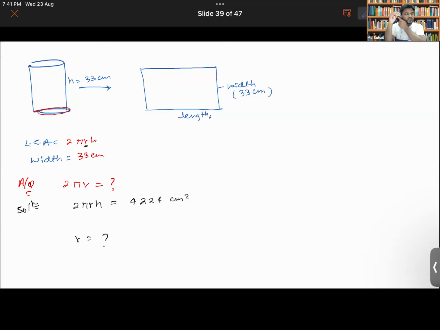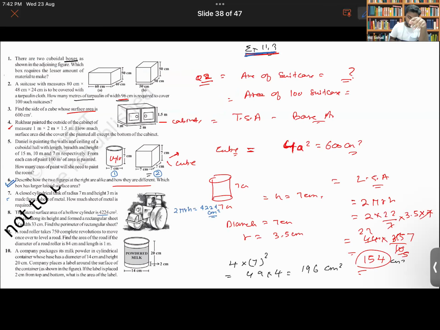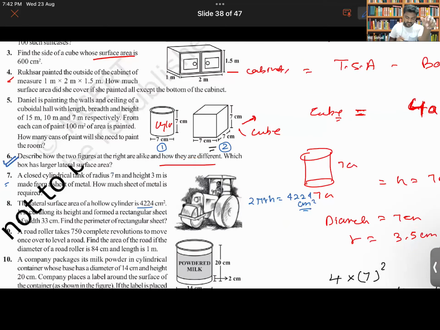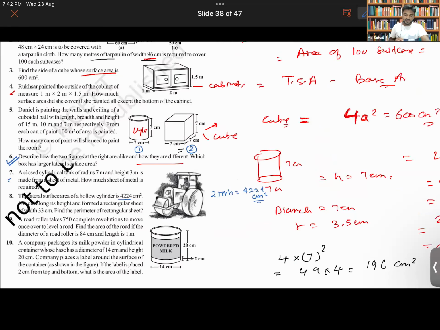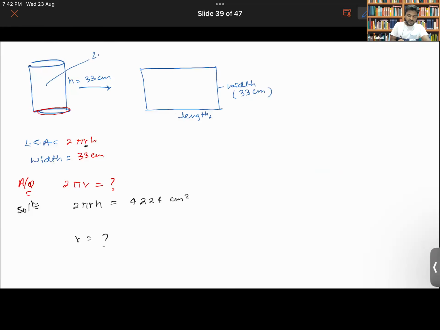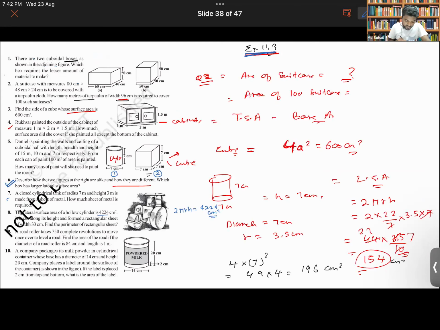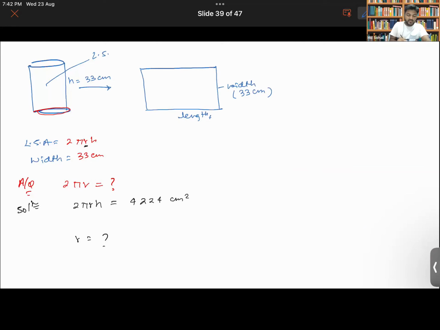The question can be solved if you look carefully at the question now. The question can be solved in two ways. Did you guys notice this? If you see here, the total surface area of the hollow cylinder is given here. Is it lateral or total, guys? Lateral. Lateral surface area is given, 4224 square centimeter.